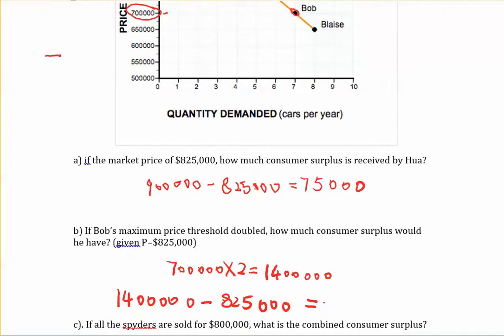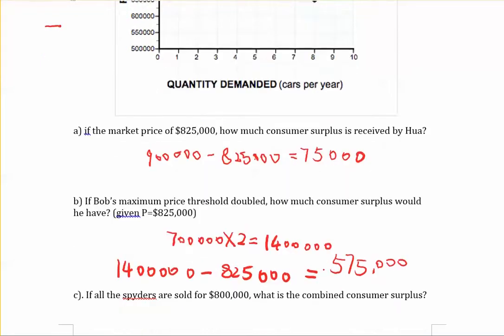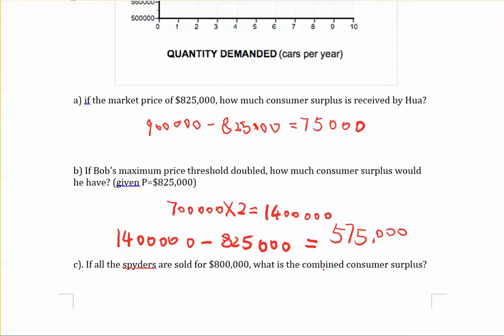So you can use your calculator to do the calculation. I will give you some time to think about how much we will get. What did you get? Yes, you should get $575,000. So that is Bob's consumer surplus after the price doubled.